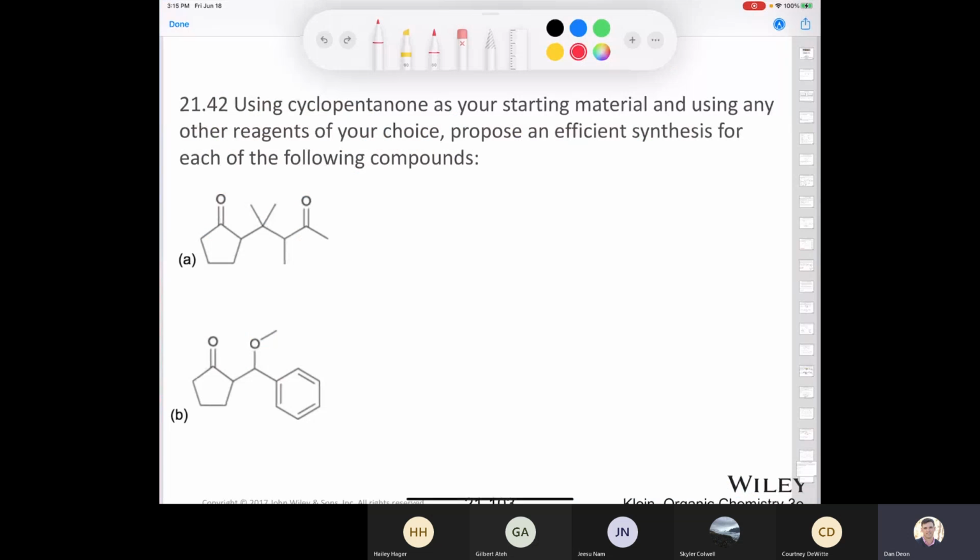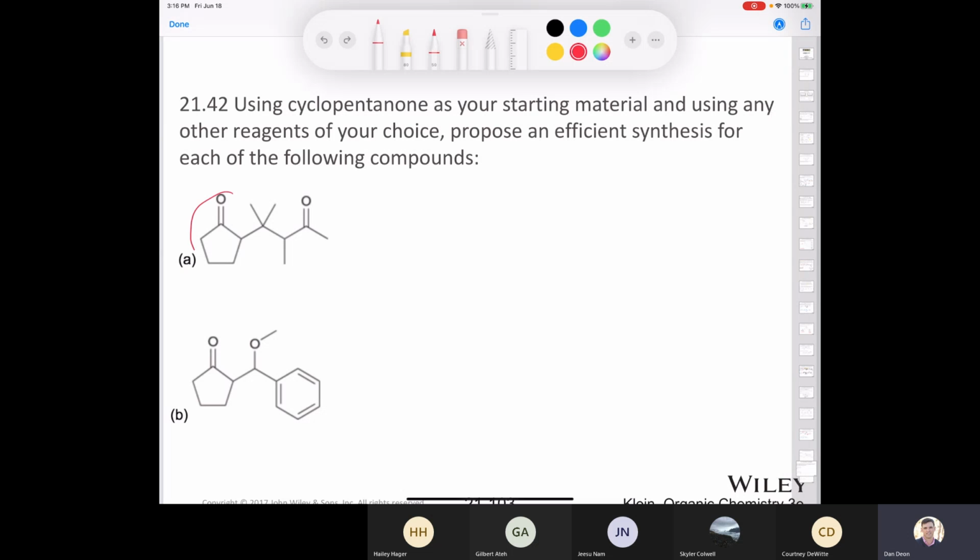So question 21.42 says: using cyclopentanone as your starting material and using any other reagents of your choice, propose an efficient synthesis for each of the following compounds. Well, you notice the first one has a 1, 2, 3, 4, 5, right? There's a 1,5 functionality. We have a carbonyl at carbon 1 in this numbering system, and we have a carbonyl at carbon number 5. So with that, we're going to think about Michael addition.